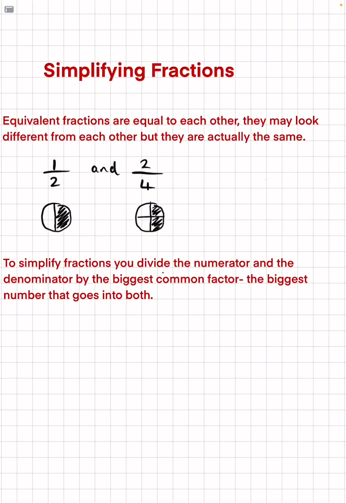To simplify fractions, you divide the numerator and the denominator by the biggest common factor, so the biggest number that goes into both. For example, 5/15. If we were to simplify this fraction, the biggest number that goes into both of these numbers is 5. So 5 divided by 5 is 1, and 15 divided by 5 is 3. So 5/15 simplified is a third.